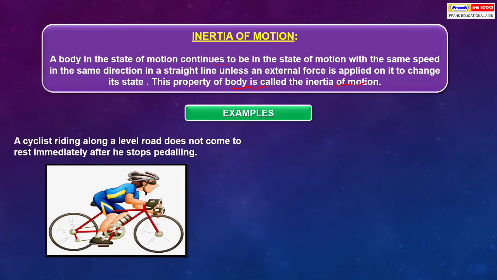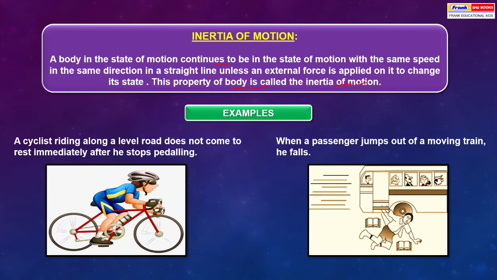For example, a cyclist riding along a level road does not come to rest immediately after he stops pedaling. Another example: when a passenger jumps out of a moving train, he falls because his body tends to remain in motion and suddenly he comes to rest.